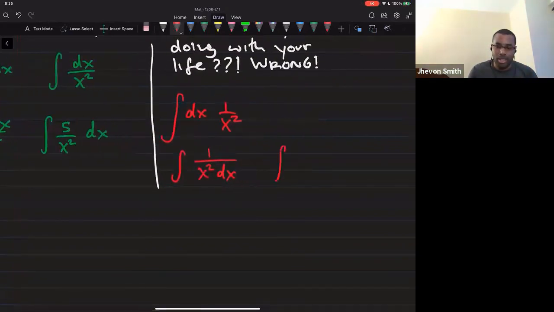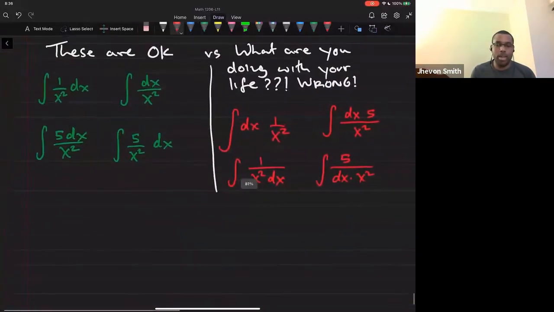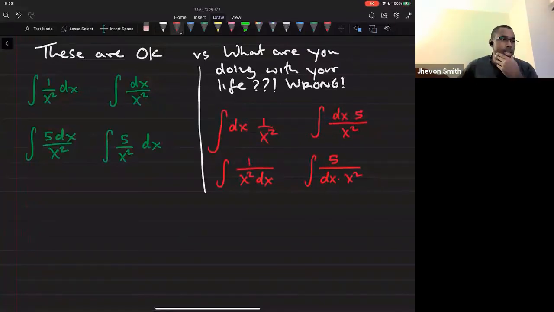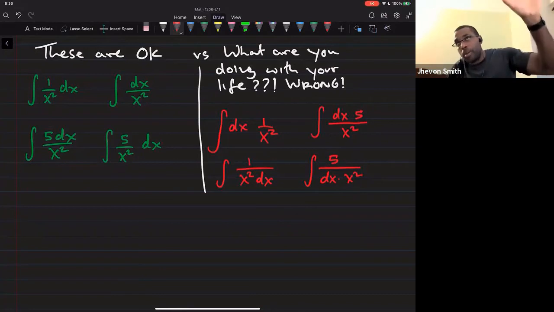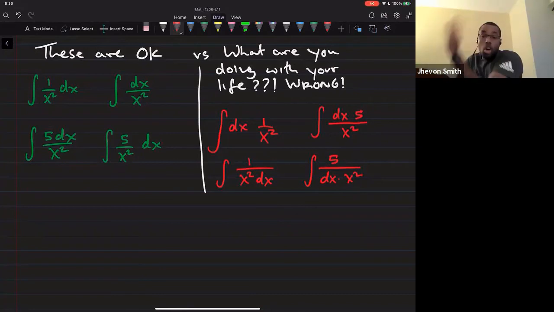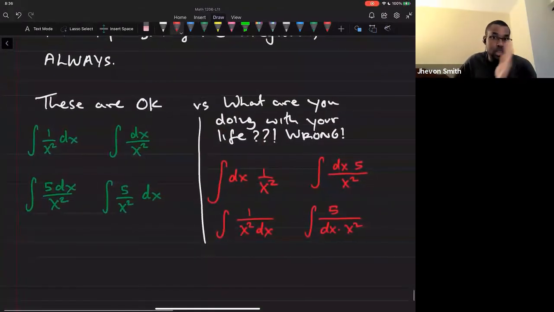Or it's like dx 5 over x squared. No, not a thing. Or dx times x squared, like that. No, not a thing. The dx is always to the top and to the right. And this actually helps you out computationally later on down the road. Just make sure you get into the habit of always writing the dx to the top and to the right. Top right, all the time, always.